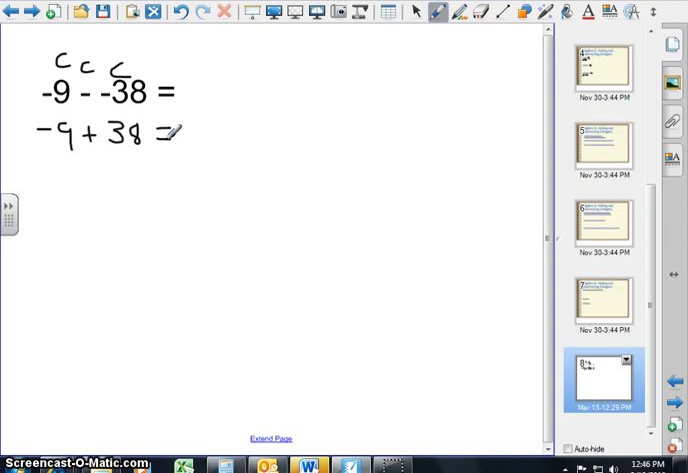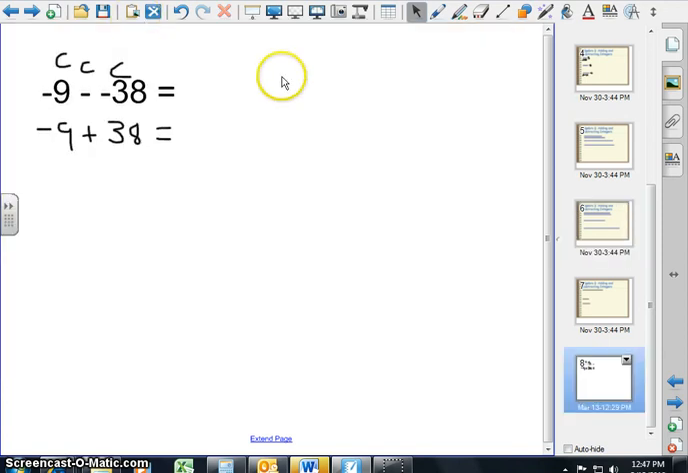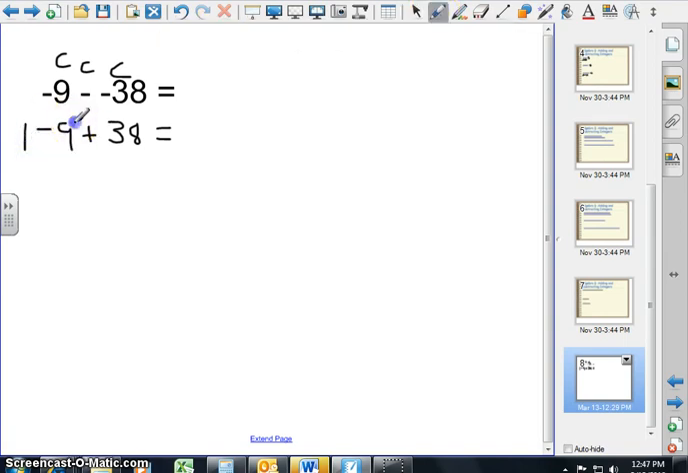So let's take a look at what we should do when our signs are different. Rules for adding integers with different signs. Step 1, find the absolute value of both numbers. Step 2, subtract the absolute values. Step 3, the sign of the answer is the sign of the larger number. So we have a -9 plus positive 38. We read our rules. What it says is to find the absolute value of both numbers.